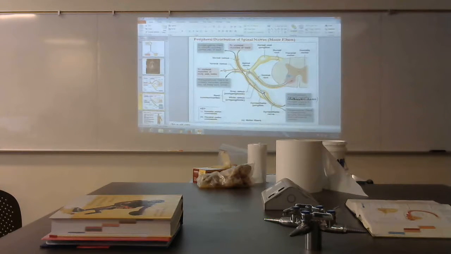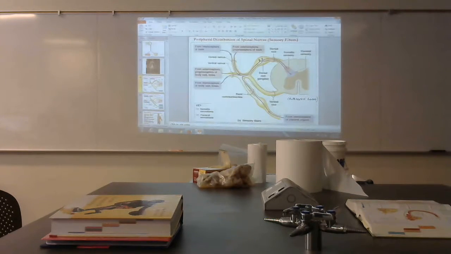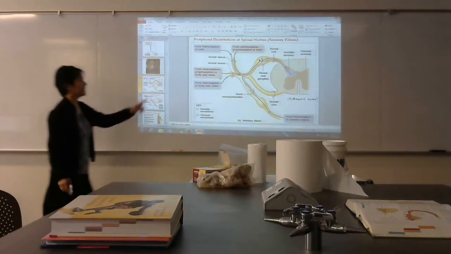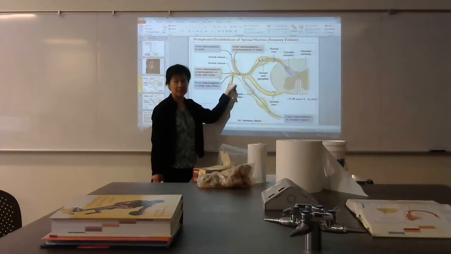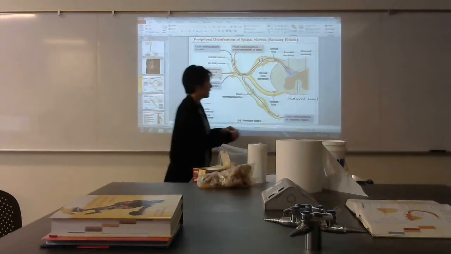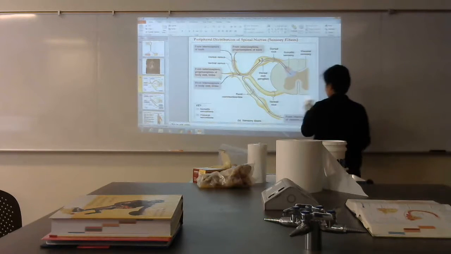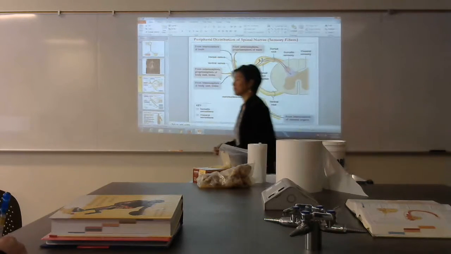It's the same ramus. It's just when it's carrying motor, it's going to come out of the ventral root. When it's carrying sensory, it's going to enter the dorsal root. But when it comes out, it's one and the same ramus. Okay? You understand that now? Everybody? You got that? Because we're going to add one more term.